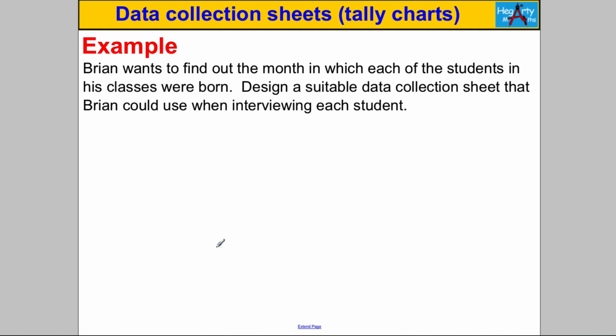So Brian wants to find out the month in which each of the students in this class were born, design a suitable data collection sheet. Again, that means tally chart that Brian could use. So here we're just going to have the 3 columns. The first one's going to be month, then we're going to have a tally, and then we're going to count it up and have a frequency column.